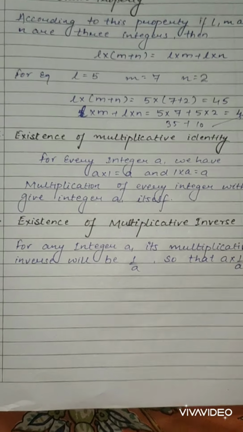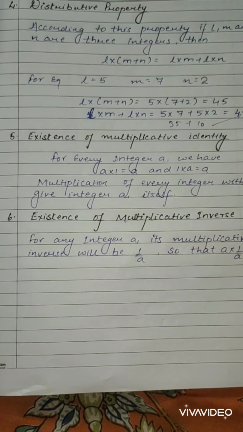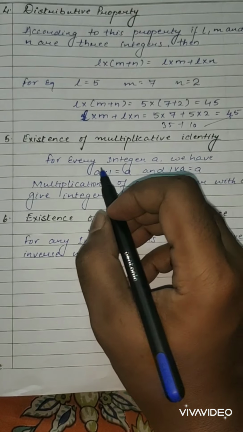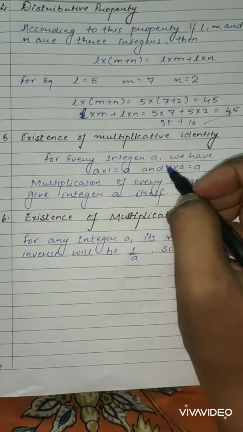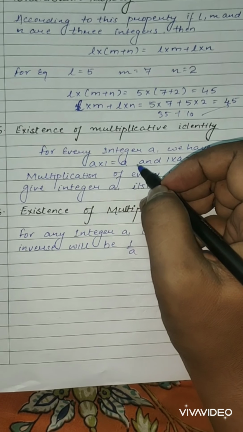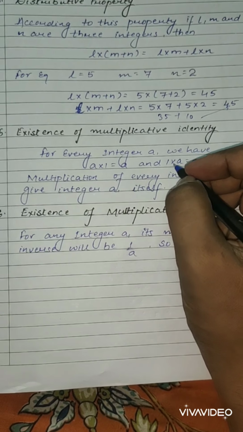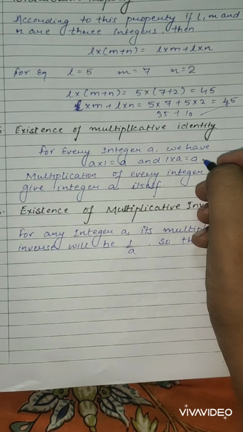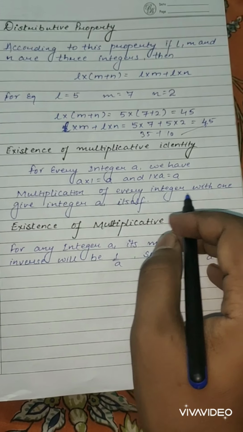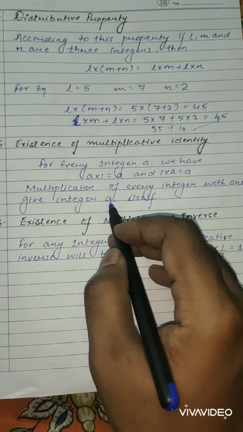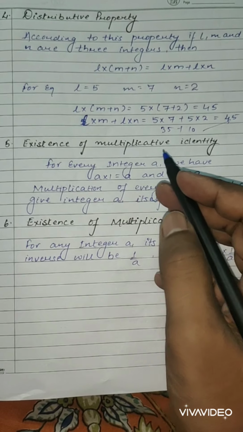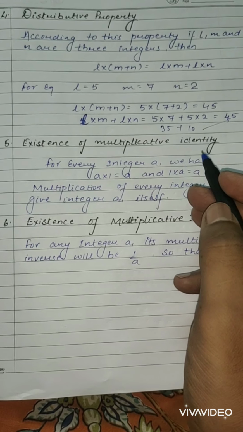Now your next property is the fifth property, existence of multiplicative identity. For every integer a, a multiplied with 1 gives you a, and 1 multiplied with a gives you a. This means multiplication of every integer with 1 gives the integer a itself. Clear? This is called the existence of multiplicative identity.